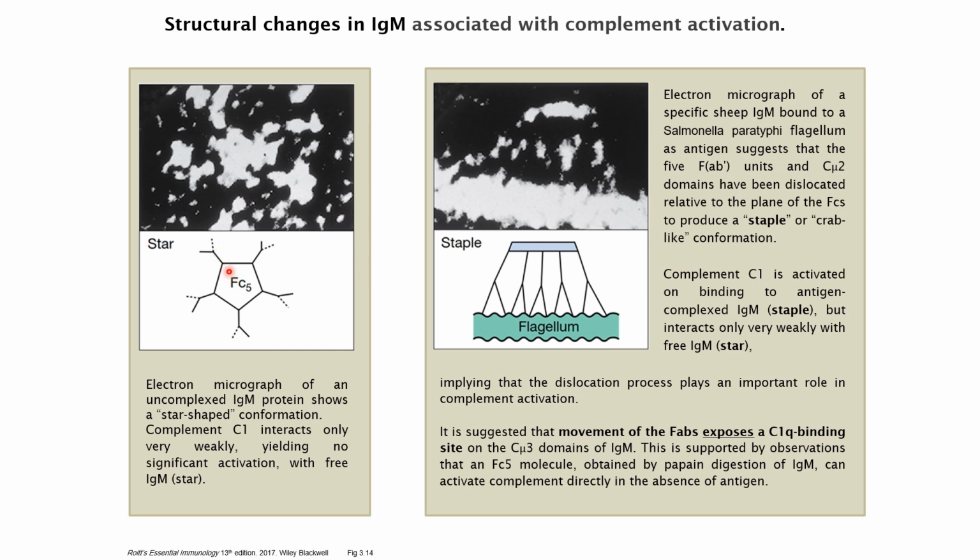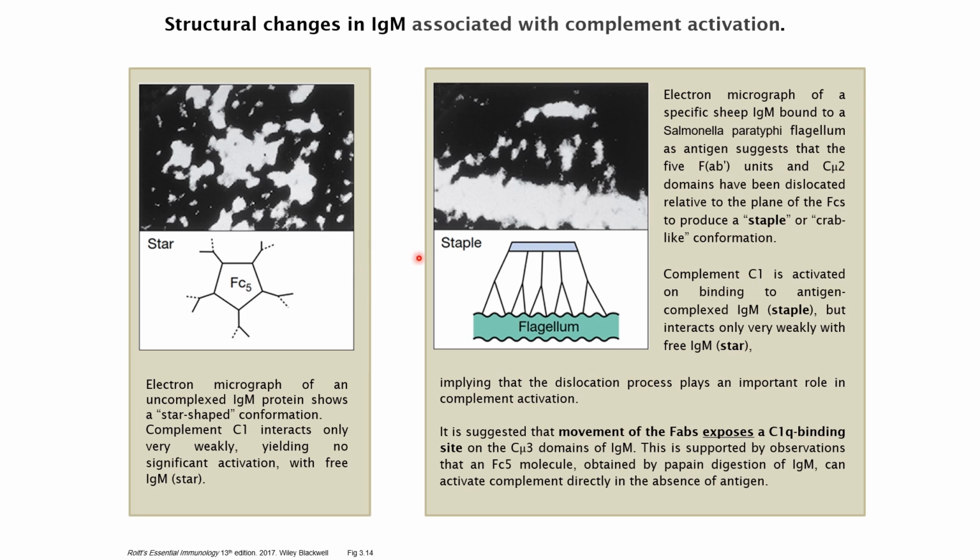When it engages antigen, it forms this crab-like structure, and complement recognizes IgM in this conformation as opposed to the planar conformation. That's a good thing, because it's a mechanism for ensuring that complement gets activated only when IgM is actually bound to antigens. We don't want complement triggering itself randomly as it encounters antibodies in our blood.